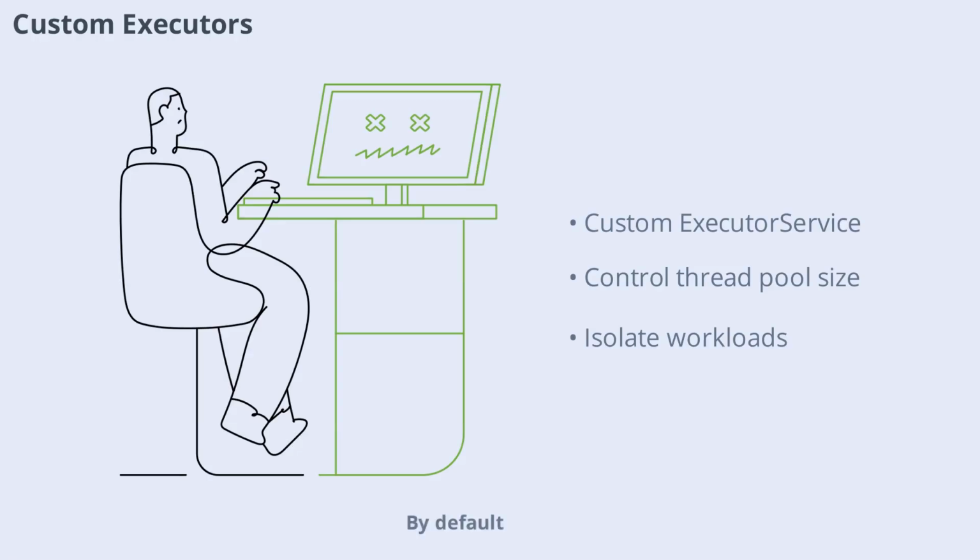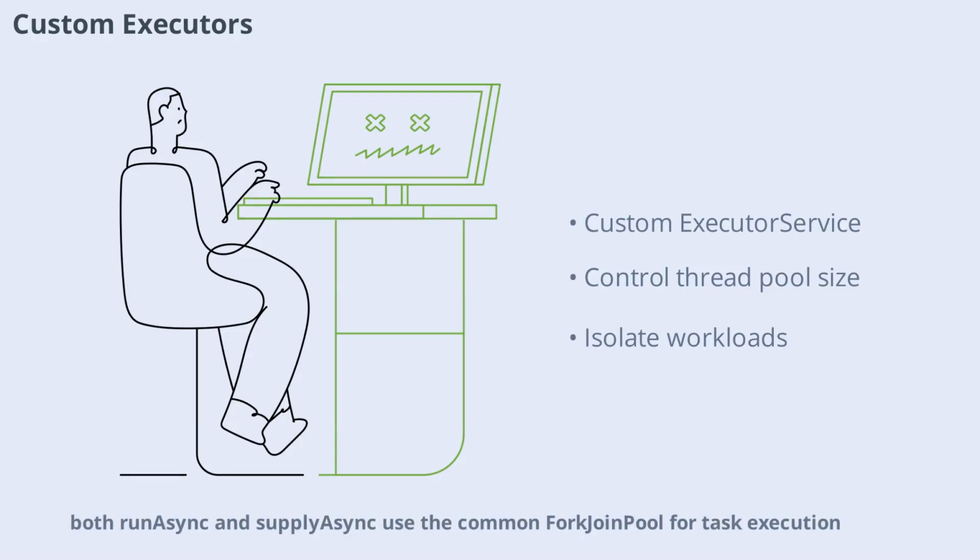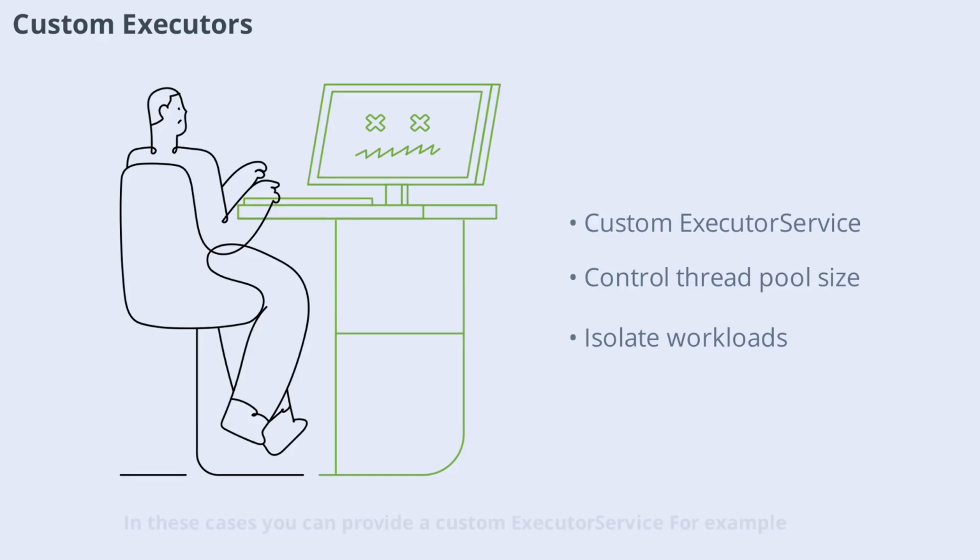By default, both runAsync and supplyAsync use the common ForkJoinPool for task execution. However, there are times when you need more control over thread management, such as limiting the number of concurrent tasks or isolating workloads. In these cases, you can provide a custom executor service.